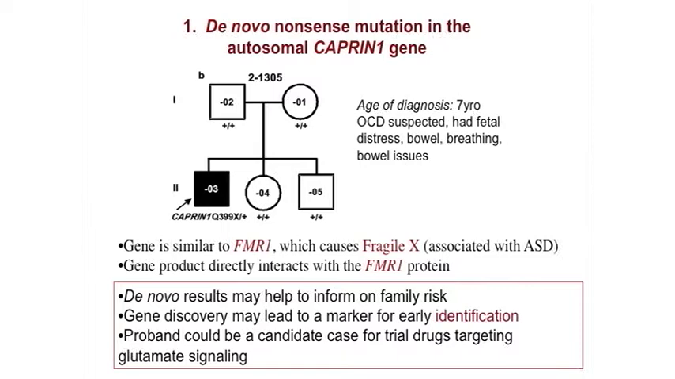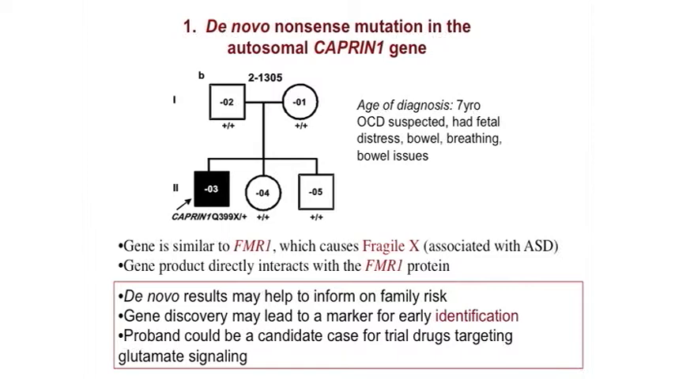In the first case, we identified a de novo nonsense mutation in the autosomal caprin-1 gene. Caprin-1 is similar to the FMR1 gene, which causes Fragile X syndrome, of course, and the gene product directly interacts with the FMR1 protein. In this case, the age of diagnosis was 7 years old.